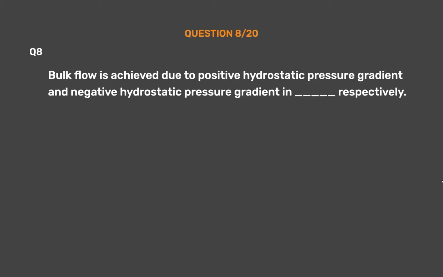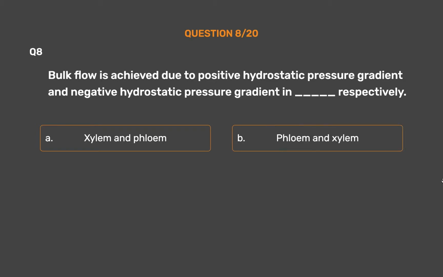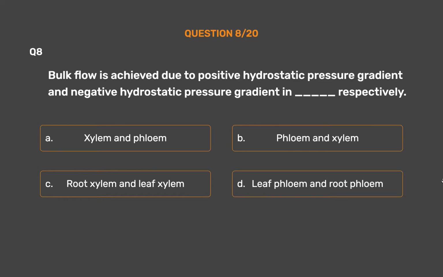Question number 8. Bulk flow is achieved due to positive hydrostatic pressure gradient and negative hydrostatic pressure gradient in respectively. Option A. Xylem and phloem. Option B. Phloem and xylem. Option C. Root xylem and leaf xylem. Option D. Leaf phloem and root phloem.